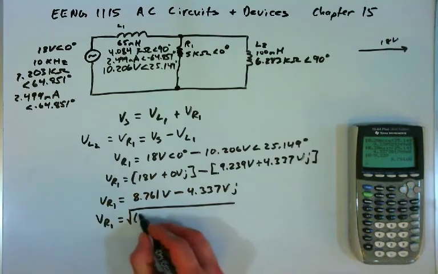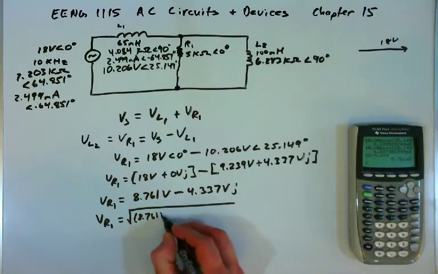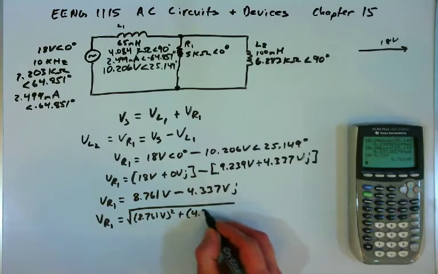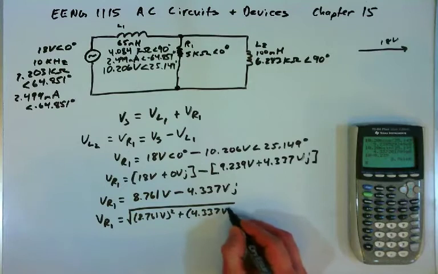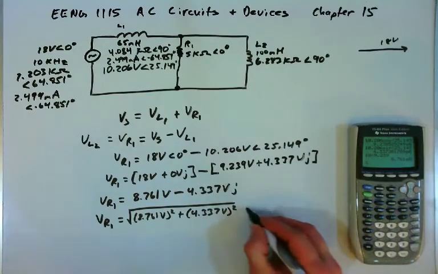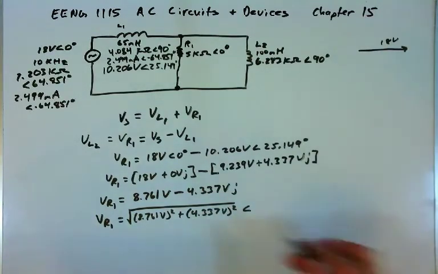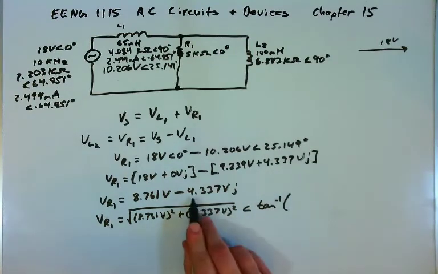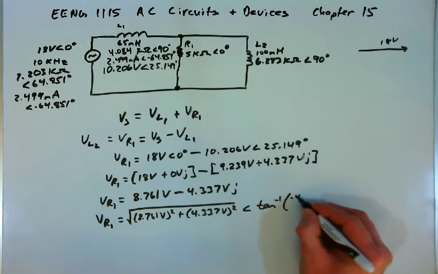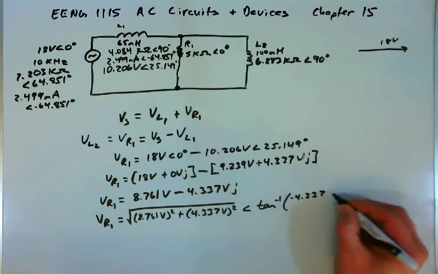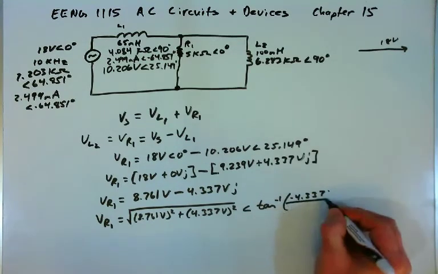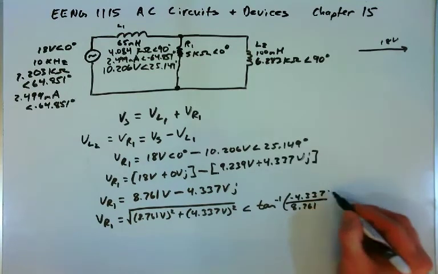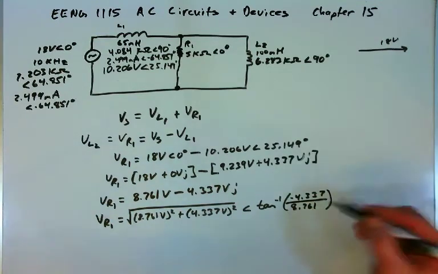We'll take the square root of 8.761 volts squared plus 4.337 volts squared. And the angle will be the inverse tangent of the y component, which is negative 4.337, divided by the x component, which is 8.761. These are both volts. That will cancel.